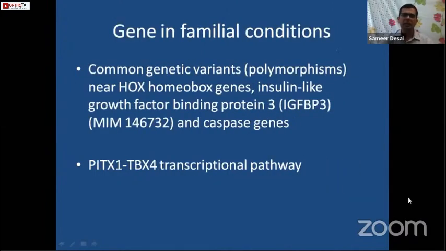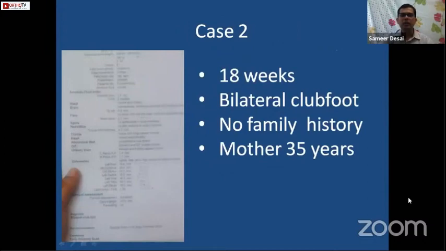What are the genes that have been described in families? The common genes are the Hox gene and the PITX1 transcriptional pathway. But we did a study in Pune, and unfortunately, we were not able to find any gene. But yes, in India also, some genes have been described. So now let us look at the second case scenario.